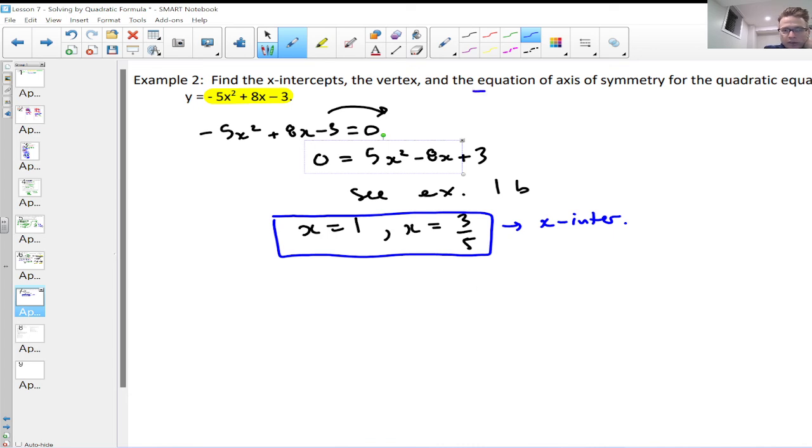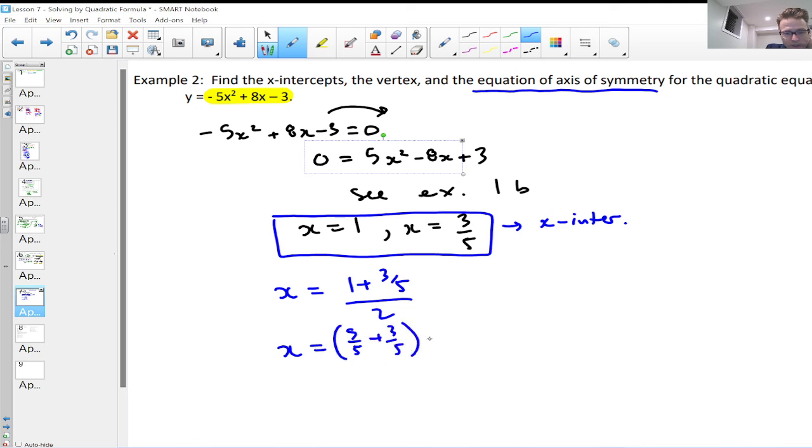So next thing I want is the equation of axis. How do I get the equation of axis? Add up my x-intercepts, 1 plus 3 over 5 divided by 2. So this is really going to be x is equal to 5 over 5 plus 3 over 5. And then this is just going to be divided by 2. So this is really going to be 8 over 5. And this is not really divided by 2, but times 1 over 2, which means x is equal to, I can cancel these out, so it's really 4 over 5.